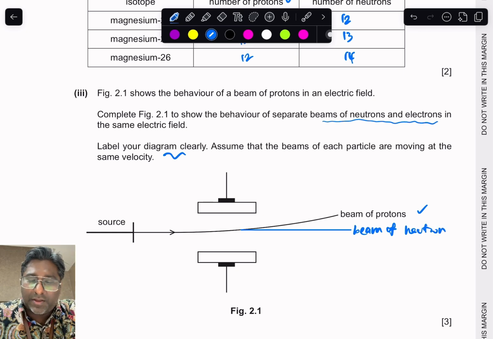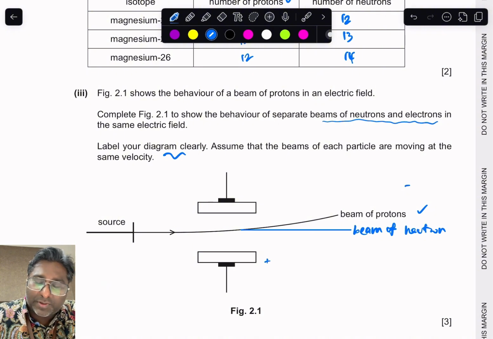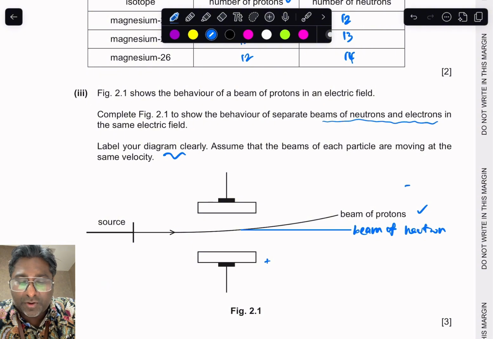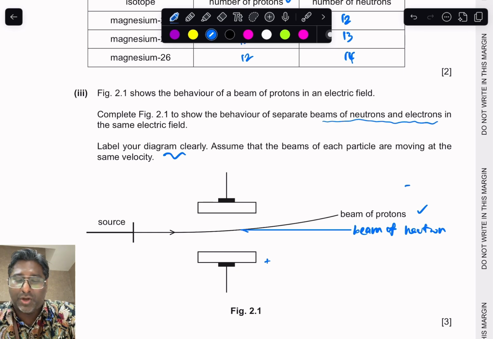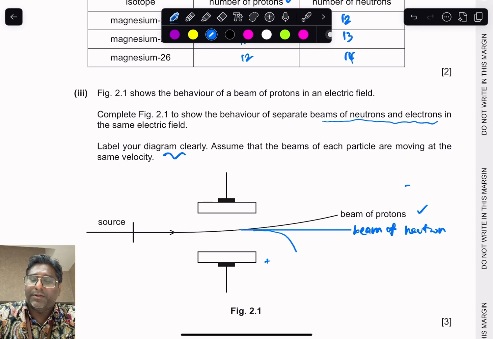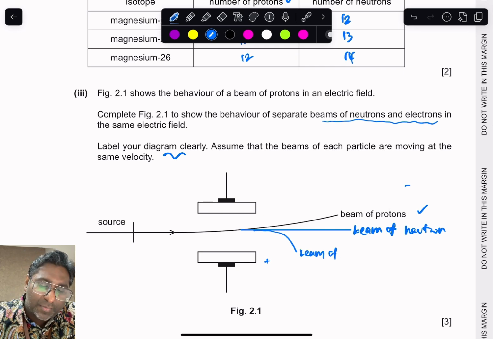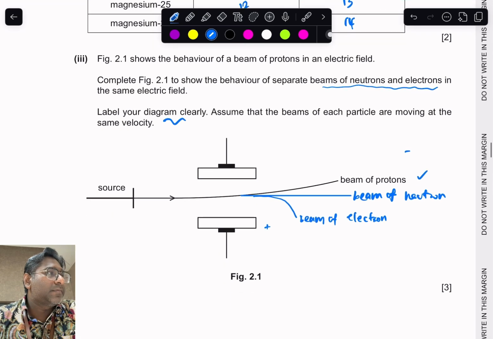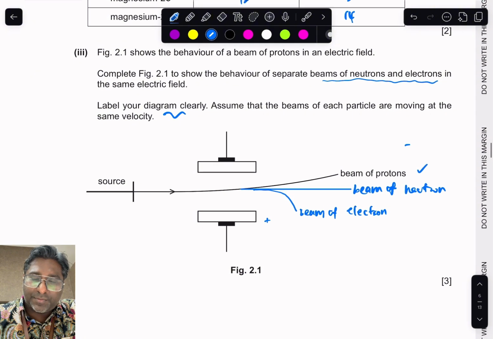The proton is positive, so it goes toward the negative plate. Electrons will move toward the positive plate, but do remember, because the mass of the electron is less than the proton, it will be deflected a lot. So we can put it deflected more than the beam of protons, because of the mass which is less. So this is the beam of electrons. That's going to be 3 marks.